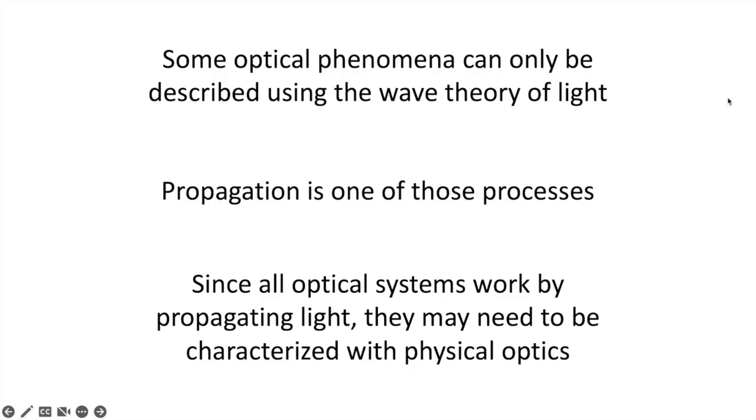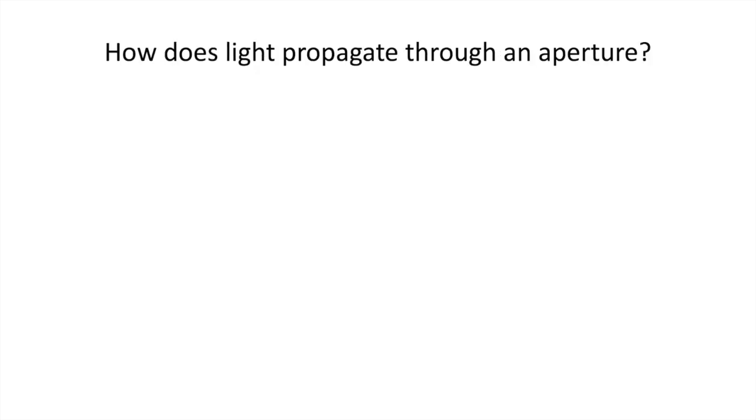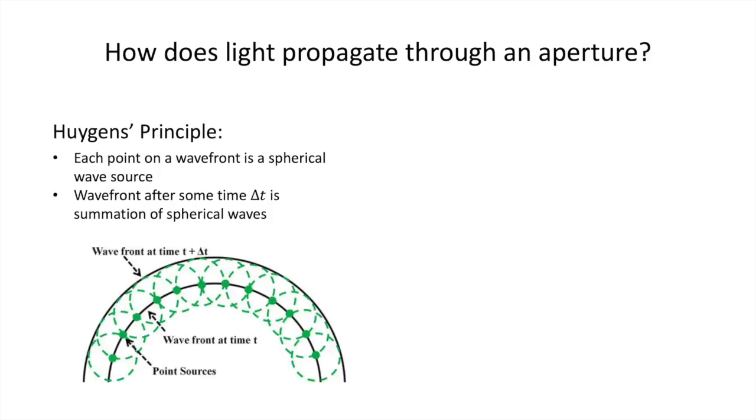Some phenomena in optics require a wave description to fully understand, such as propagation. Since light propagation is a part of all optical systems, it's important to understand these systems from a physical optics perspective. According to Huygens' principle, we can treat each point on a wave as a spherical point source. The propagated wavefront is then a summation of these new waves.